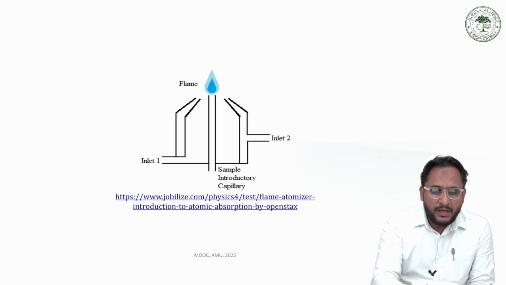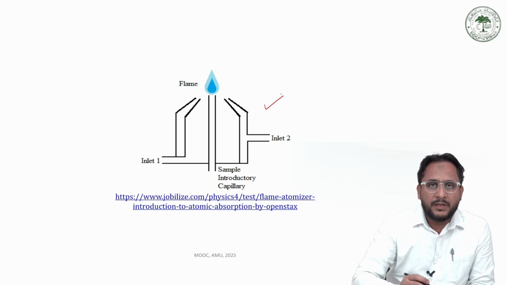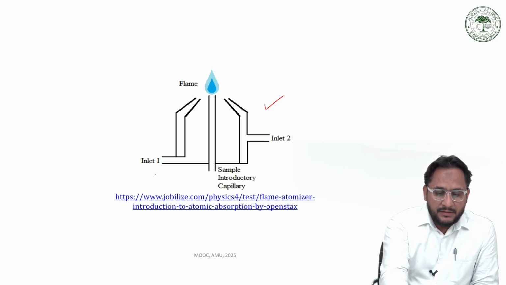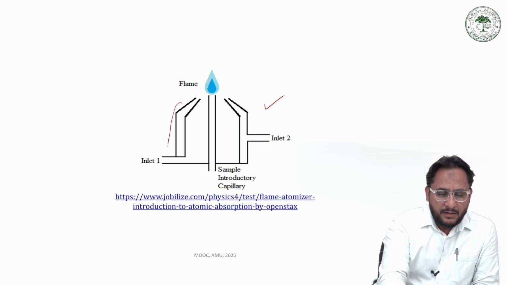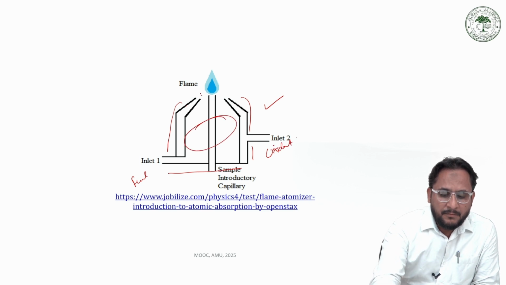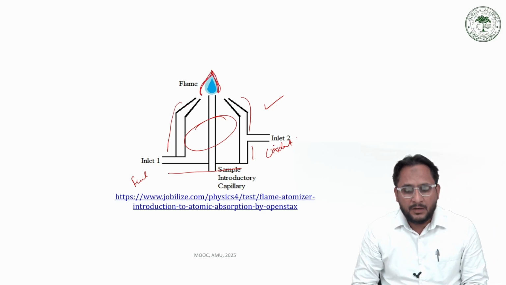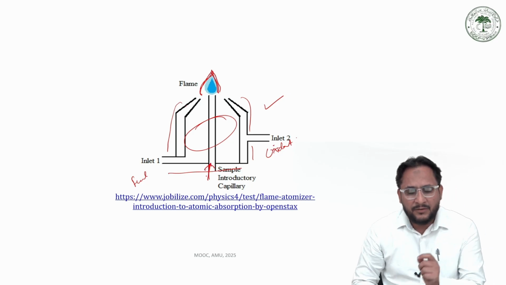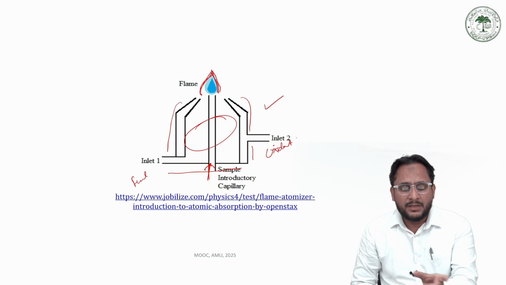This is a schematic diagram of our flame atomizers or flame excitation sources, where we have the flame in the middle, while this chamber has two inlets, one for the fuel, the other for the oxidant. These two mix together to create a flame just at the open end of this chamber, while the sample in the form of aerosol enters through this capillary right at the middle portion of this chamber.